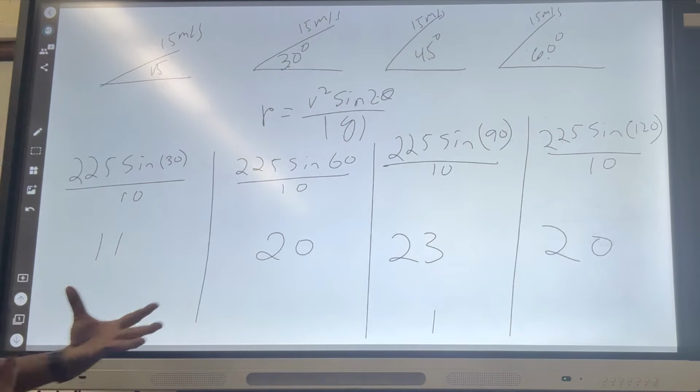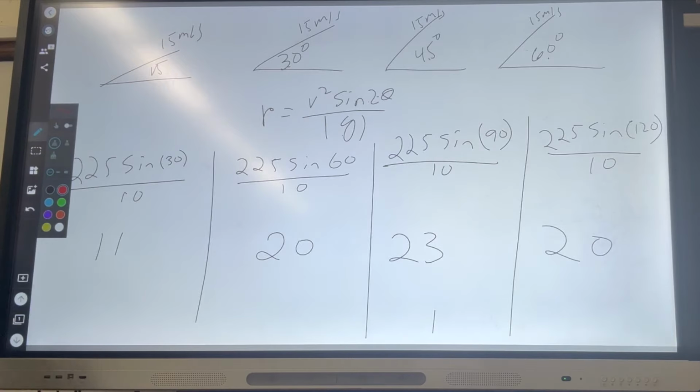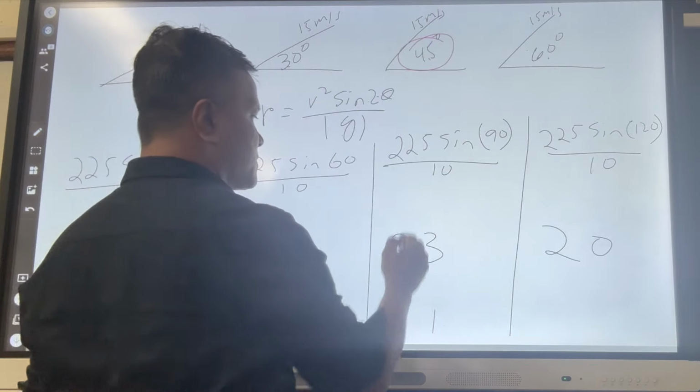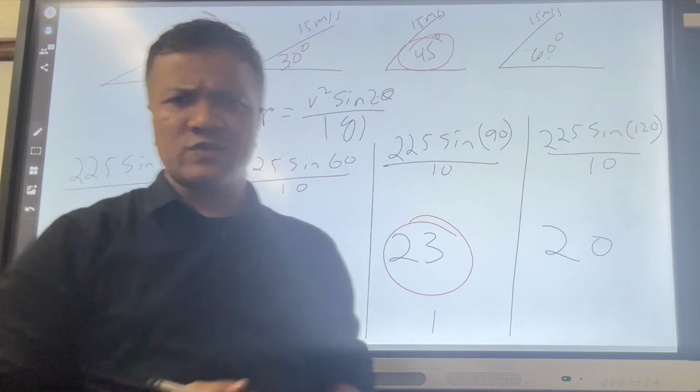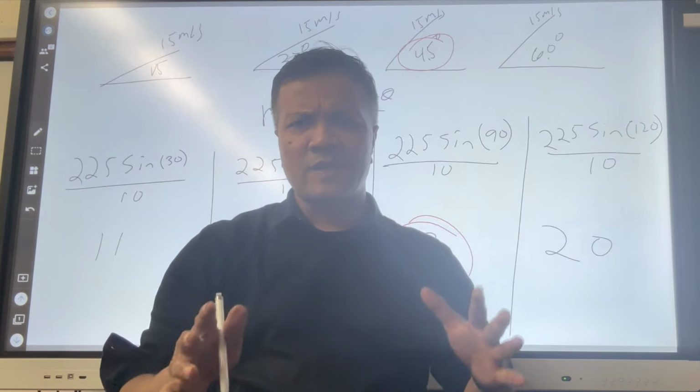Now, whose angle gives you maximum range? Angle 45 gives you maximum range because 23 is bigger than everything else. So this is the kinematics review in the y direction.